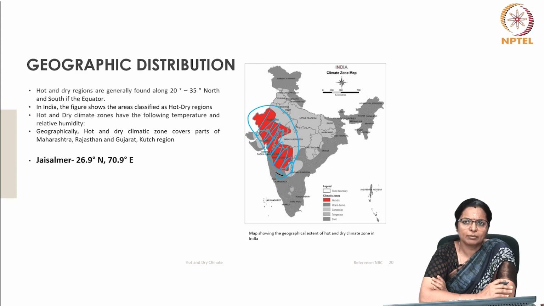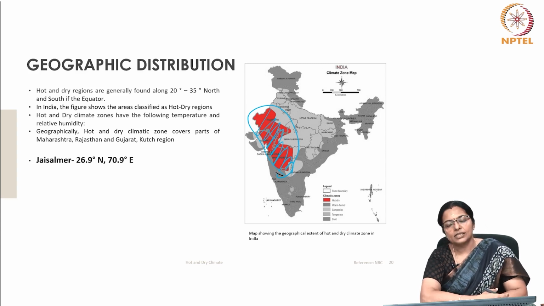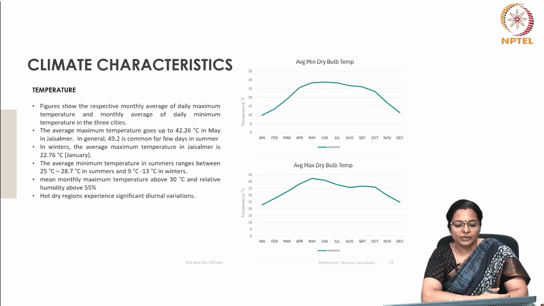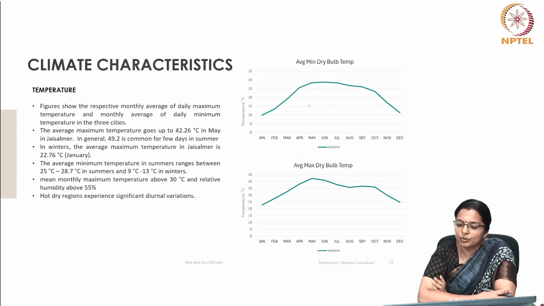Geographically, the hot and dry climate zone covers parts of Maharashtra, Rajasthan, Gujarat, and the Kutch region. Today we will take the example of Jaisalmer, which is at 26.9 degrees north and 70.9 degrees east, and assess its climatic characteristics. If we look at the temperature, these figures show the average minimum dry bulb temperature and average maximum dry bulb temperature throughout the year.